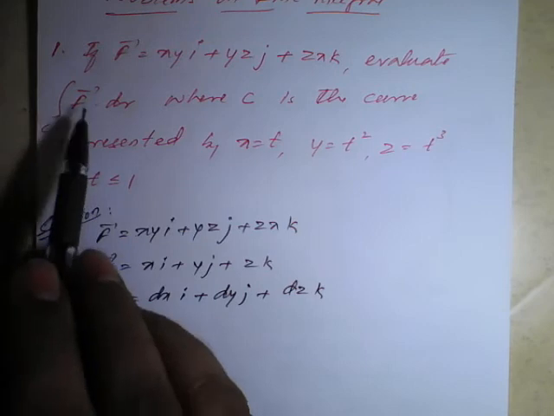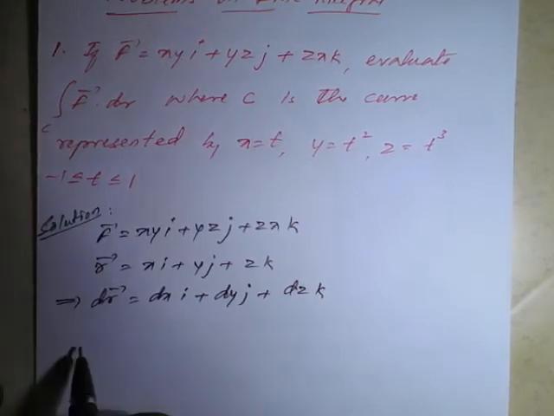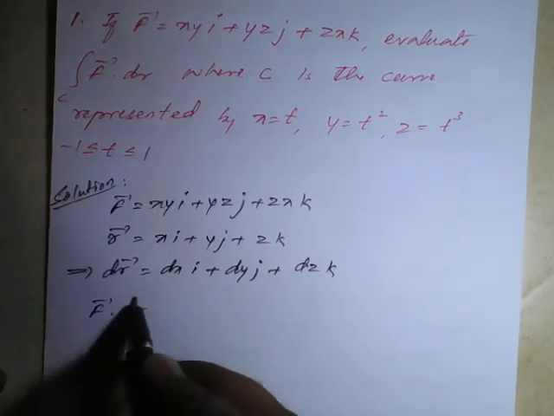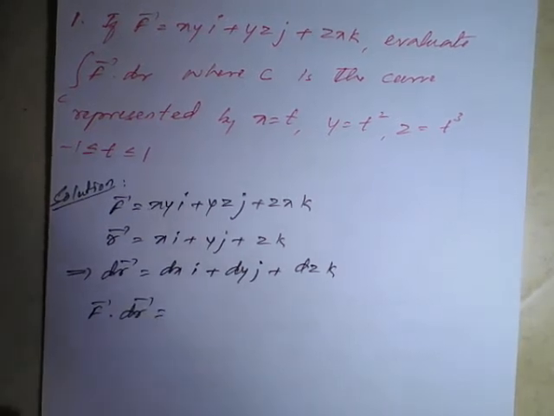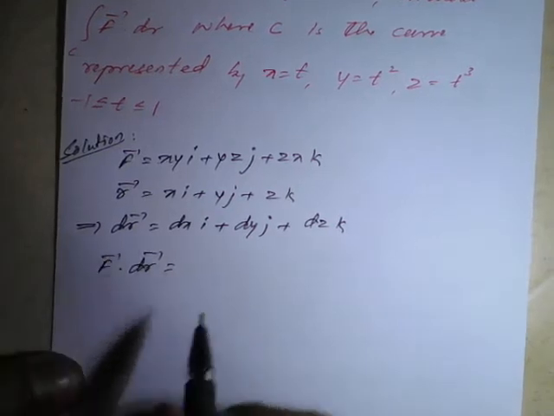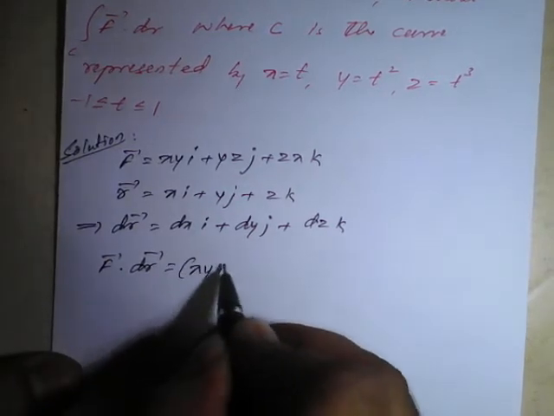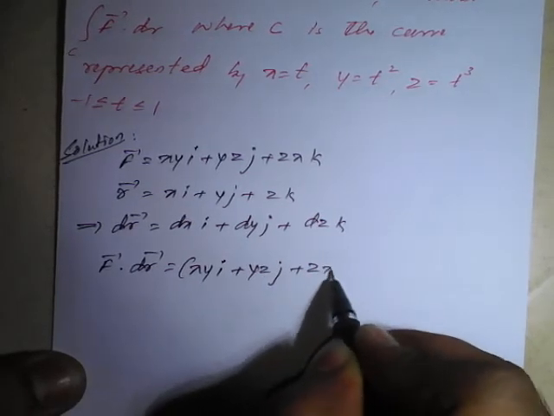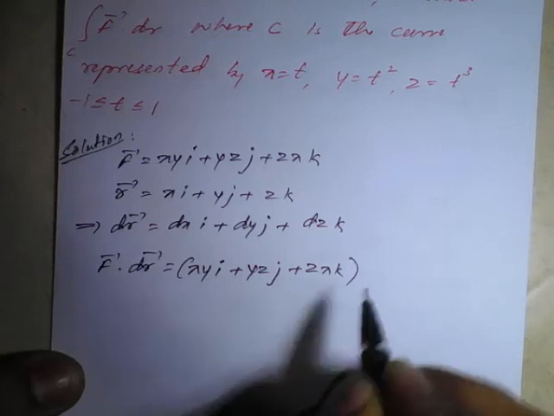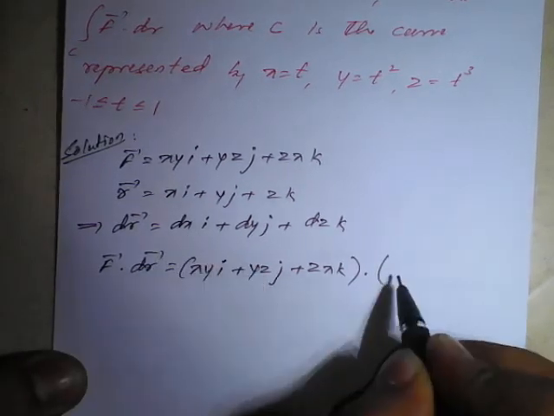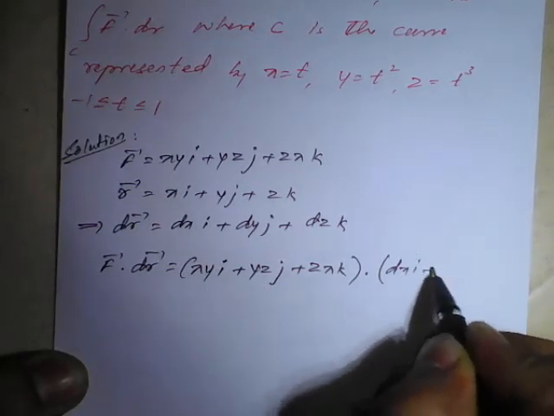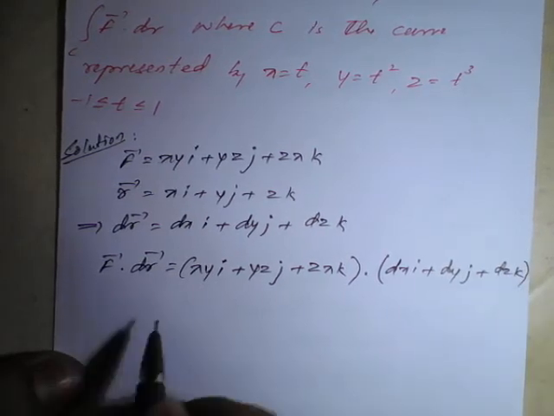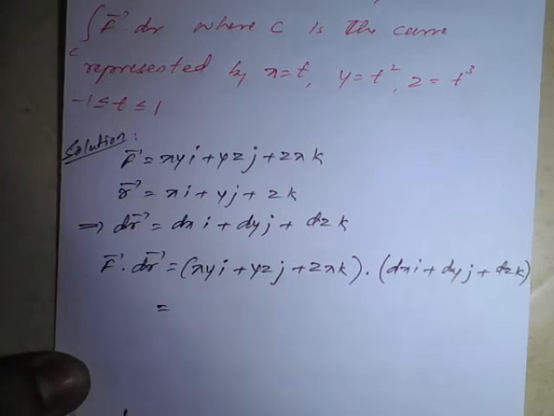Before going to integration, let's see what F dot dr is. Vector F dot dr is nothing but the dot product of two vectors. So what is vector F? Vector F is xy i plus yz j plus zx k. This is vector F dot, what is vector dr? Vector dr is nothing but dx i plus dy j plus dz k. Now the dot product of two vectors.